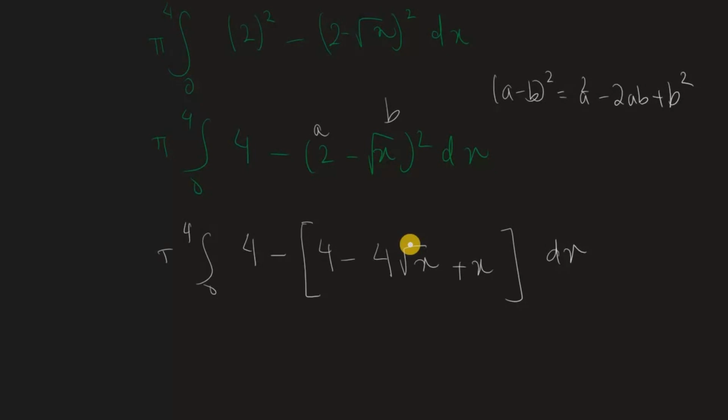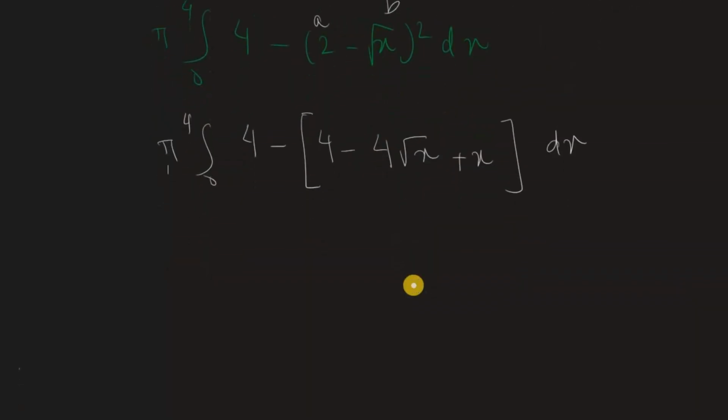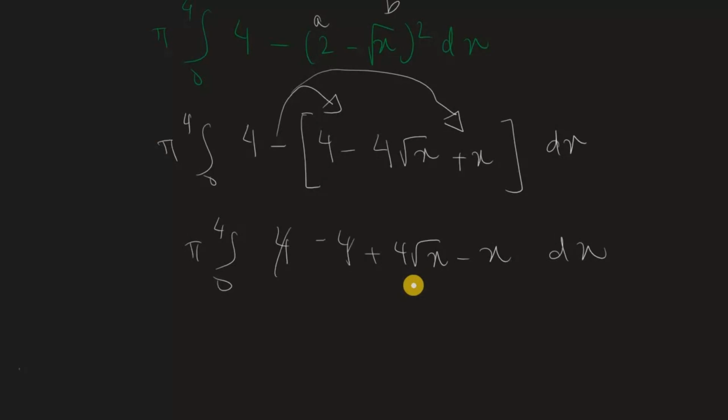Okay, so now what's next? Next we have to multiply with this negative. Don't forget this step. This is very important, otherwise it's going to ruin your answer. So this turns into negative of positive 4 square root of x, and then negative x. Now we do not have any parentheses. 4 minus 4 is simply 0, and we are left with the integral from 0 to 4 of 4 square root of x minus x, times pi, dx.